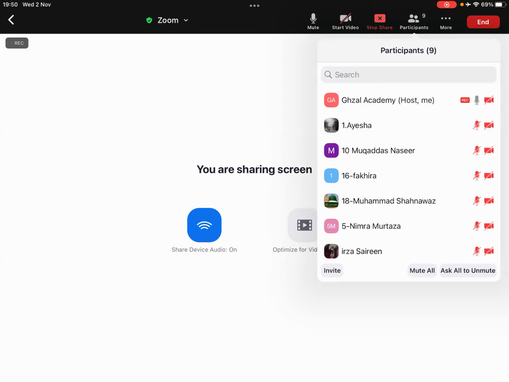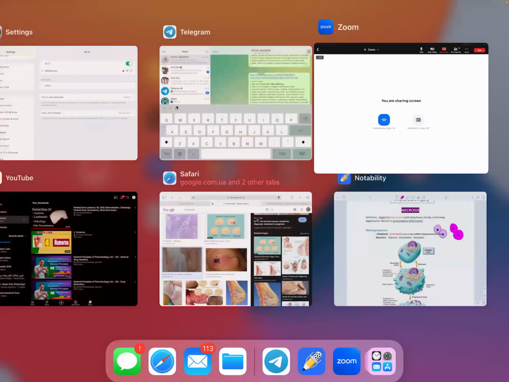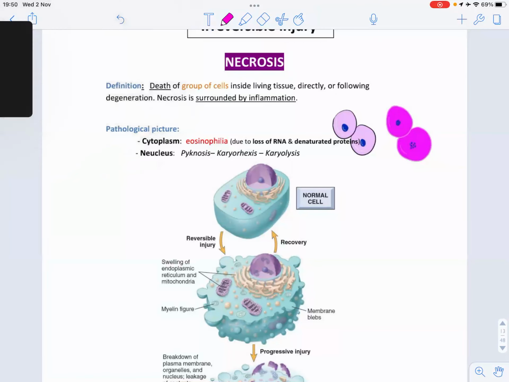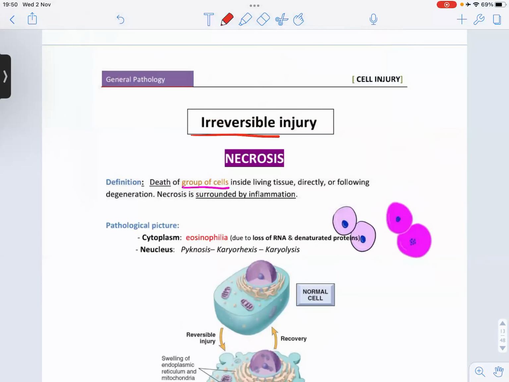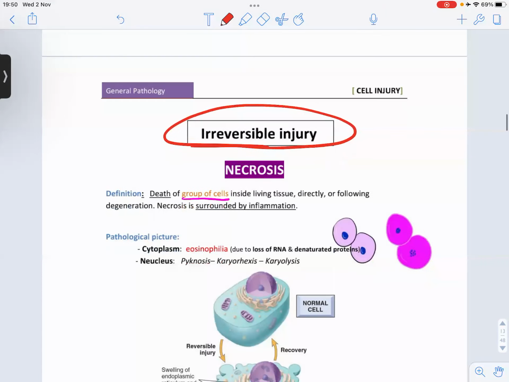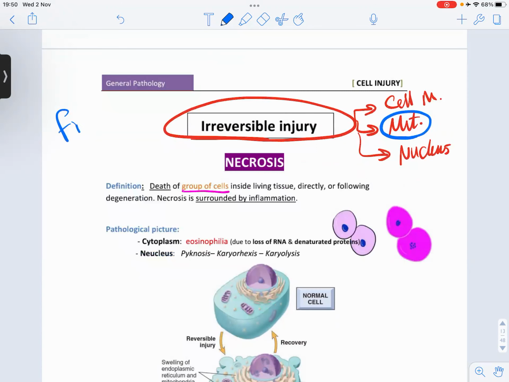Okay, let me explain why necrosis occurs in a group of cells, not just one cell. First of all, what does irreversible cell injury mean? It means destruction of the cell membrane, destruction of mitochondria, destruction of the nucleus. What's going to happen if the mitochondria is destroyed? We said before that inside mitochondria we have something called free radicals.